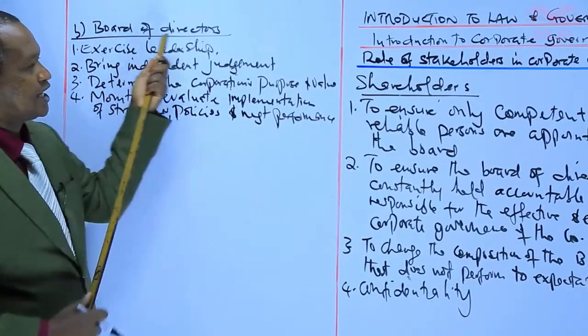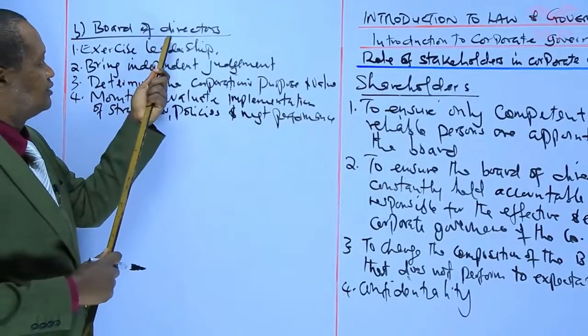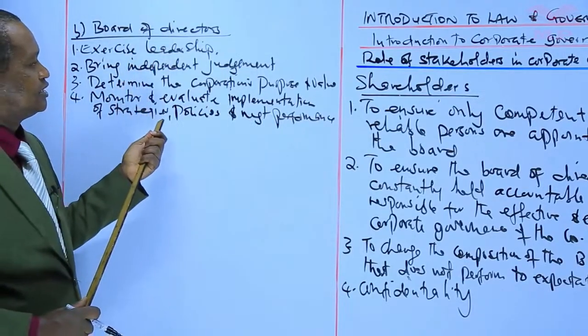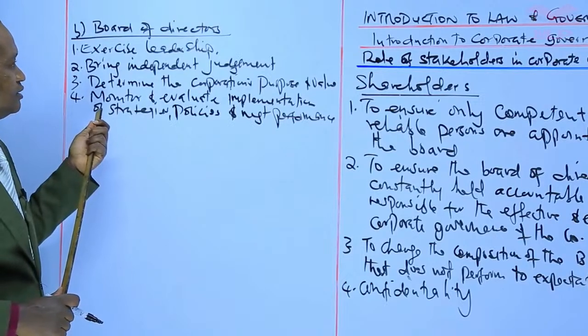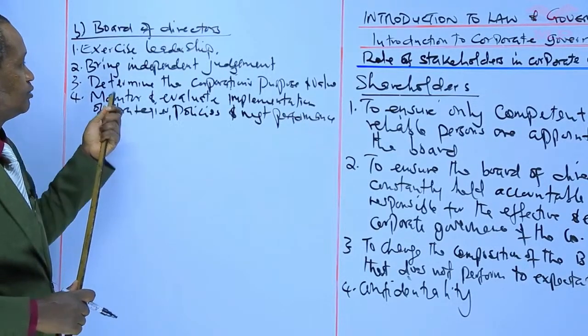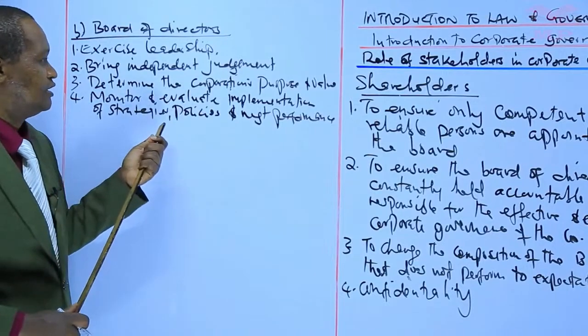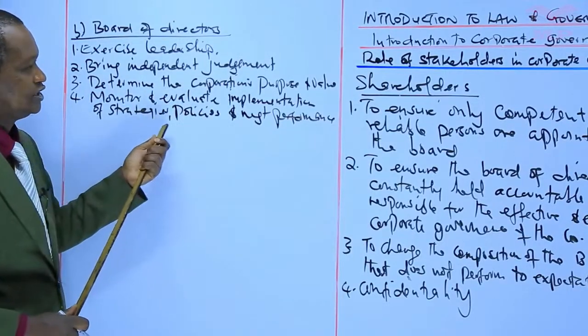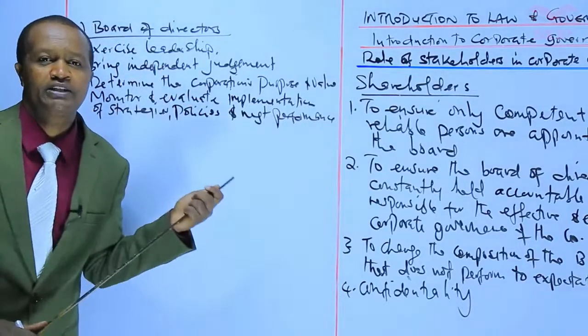These directors are monitored by shareholders, and these directors monitor the management. So it's a very key role that the board of directors plays in corporate management, that one of evaluating the implementation of strategies, policies, and also evaluating the performance of management.